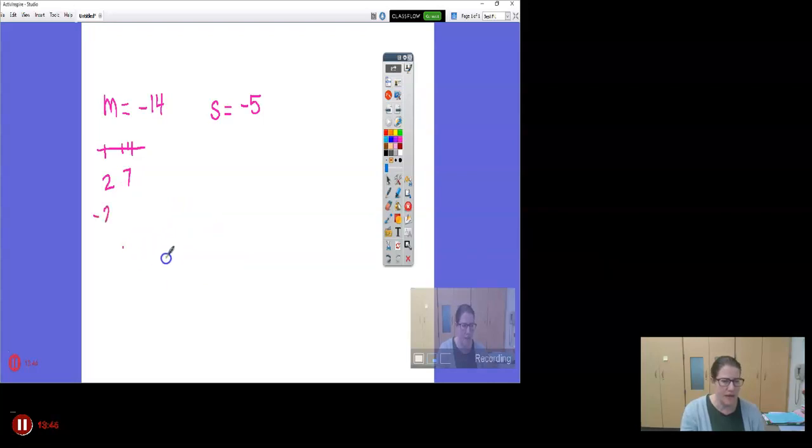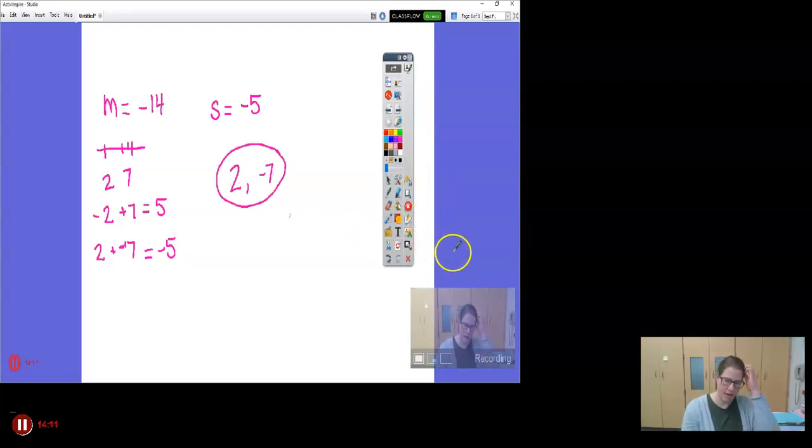Now if I do negative 2 plus 7, that's going to give me a positive 5. I don't want positive 5. I wanted negative 5. So instead I'm going to do a positive 2 plus a negative 7. That's going to equal negative 5. So those are the two numbers that I wanted, 2 and negative 7. All right, let's try that one more time, just one more example.